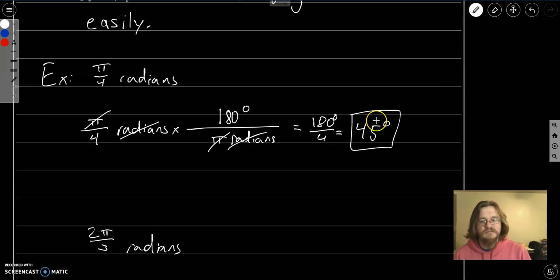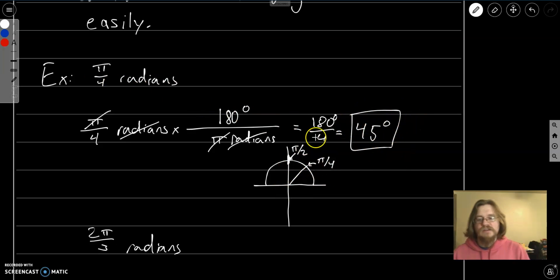If we draw a little picture, let's do this. I know that pi radians is going to be 180 degrees. So this is going to be pi radians. Well, if I cut that in half, pi divided by 2 is going to be right here. And if I cut this in half again, this is going to be pi divided by 4. So we're right in between. Well, I know that pi divided by 2 is half of 180 degrees, so that's going to be a 90 degree angle. Yep, that makes sense. And then half of a 90 degree angle is 45. So everything sort of makes sense.